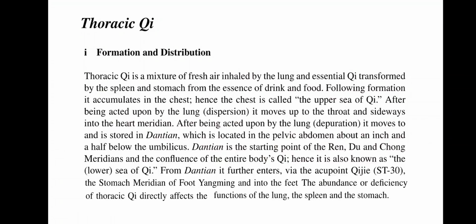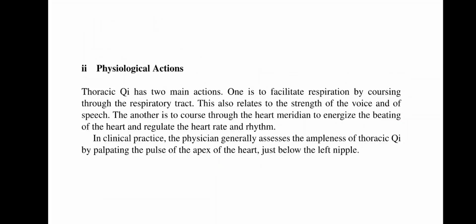After being acted upon by the lung, it moves to and is stored in dantian, which is located in the pelvic abdomen about 1.5 inches below the umbilicus. Dantian is the starting point of the Ren, Du, and Chong meridians, and the confluence of the entire body's qi. Hence, it is also known as the lower sea of qi. From Dantian, it further enters via the acupoint, stomach 30, the stomach meridian of foot Yang Ming, and into the feet. The abundance or deficiency of thoracic qi directly affects the functions of the lung, the spleen, and the stomach.